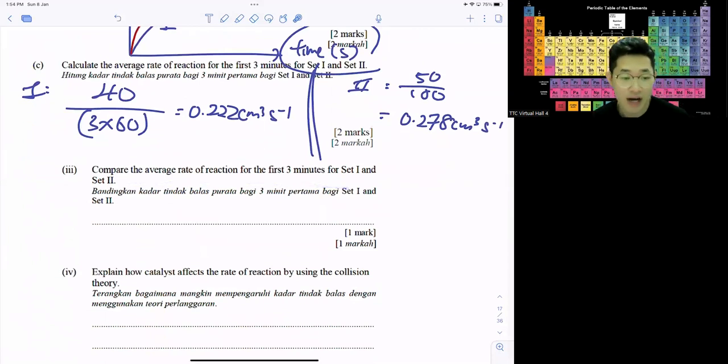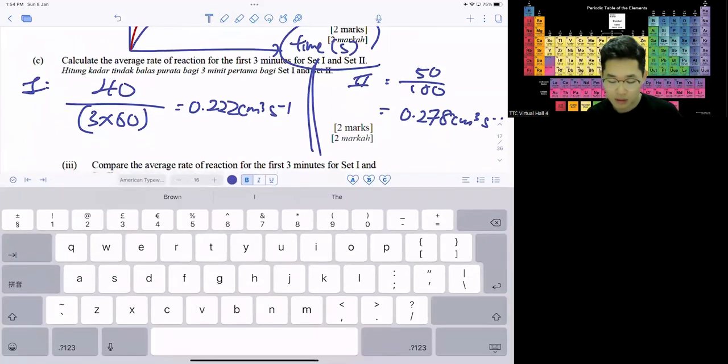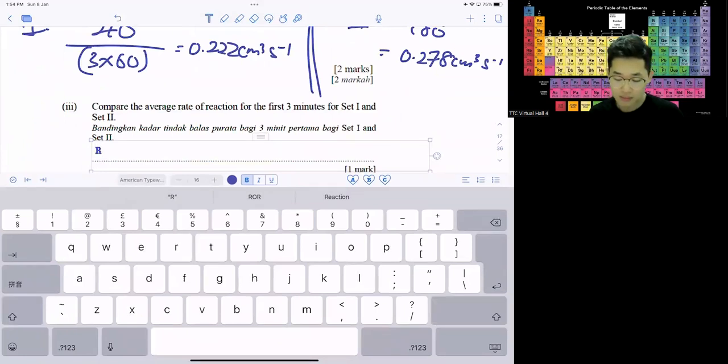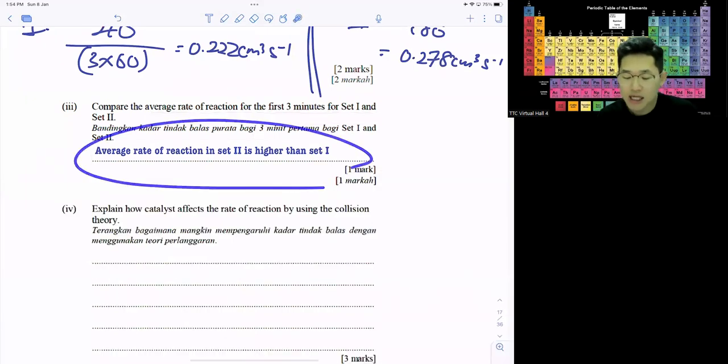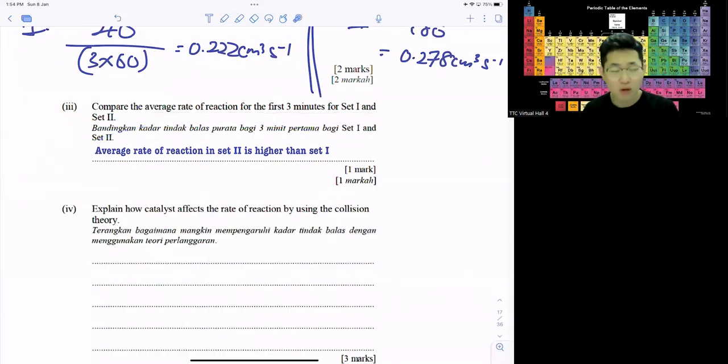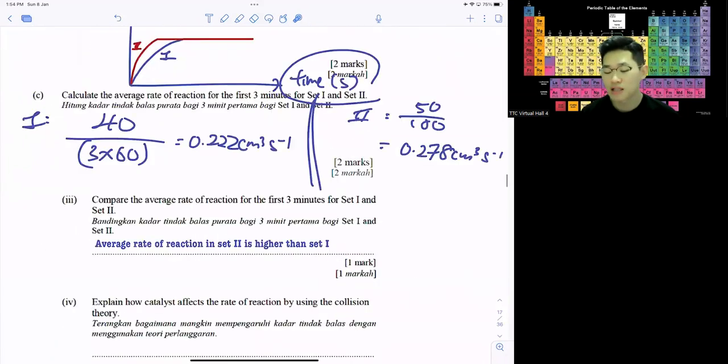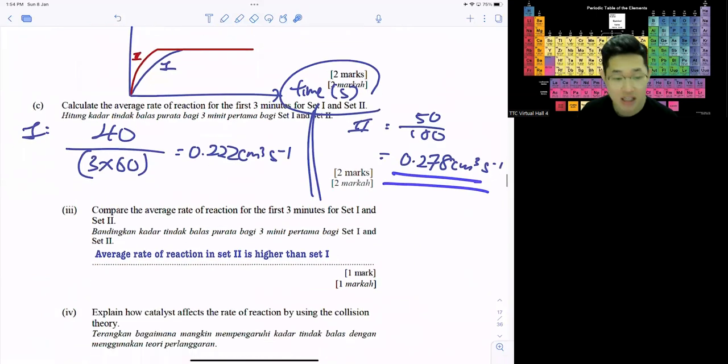Compare the average rate of reaction. So the average rate of reaction in set 2 is higher than set 1. The way you know this answer is by looking at the question. One used catalyst, another no catalyst. Or you can look at the value. The bigger the value means the higher the rate of reaction.